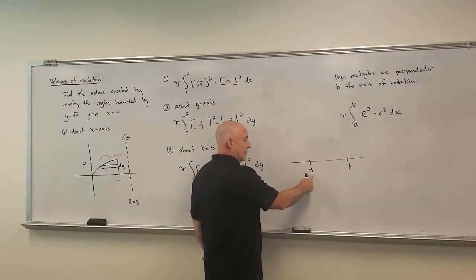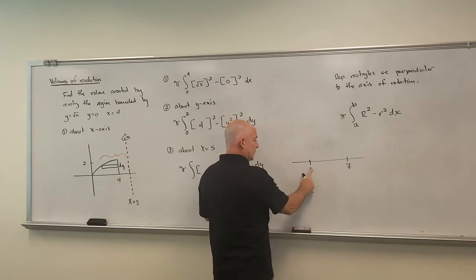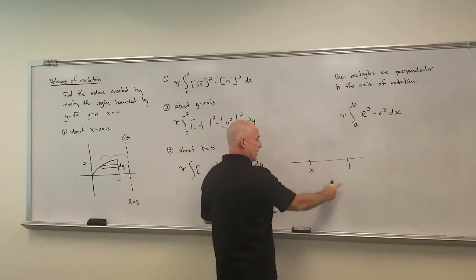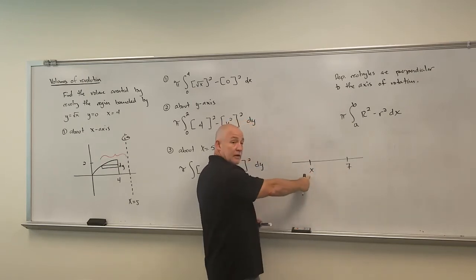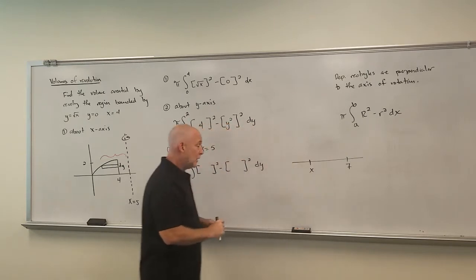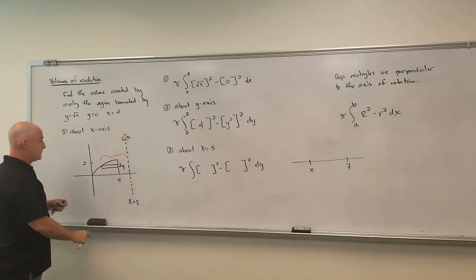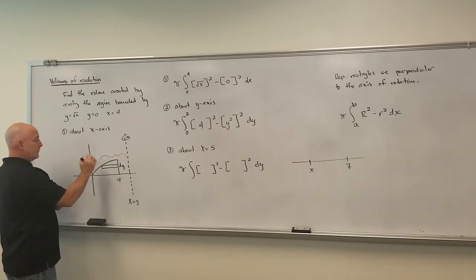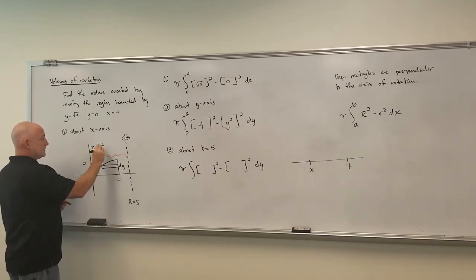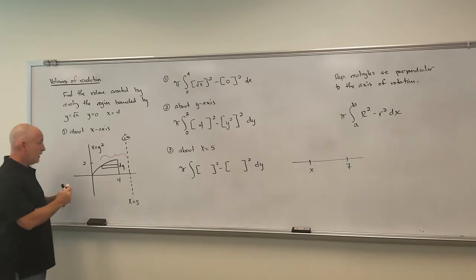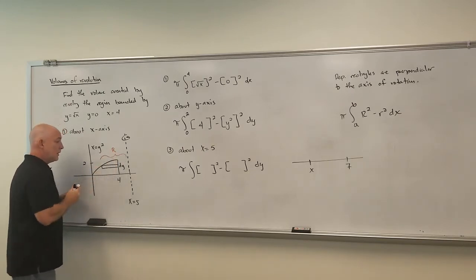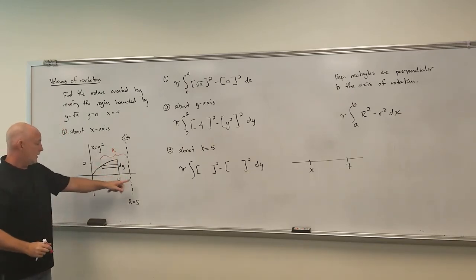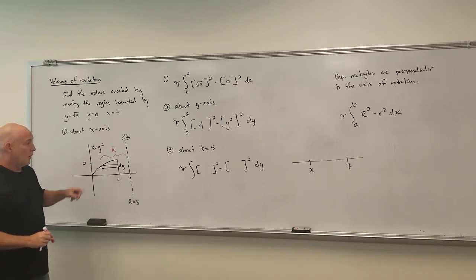Well, what if I don't know what that distance is right there? What if I just know that's some x value? Well, that distance would be 7 minus whatever that x value is. Same thing happens here. This distance is going to be 5 minus whatever that x value is. And we just saw a second ago, x is equal to y squared. So our big R here is going to be 5 minus y squared.